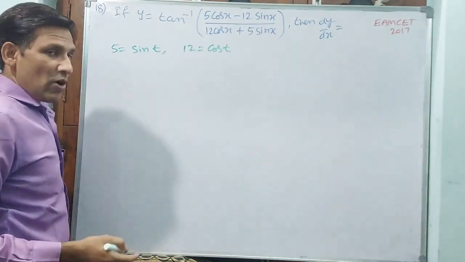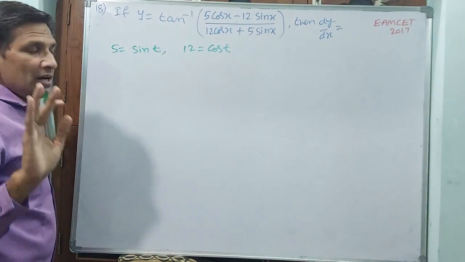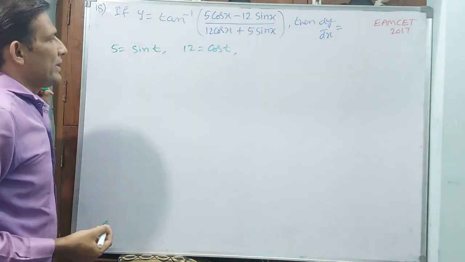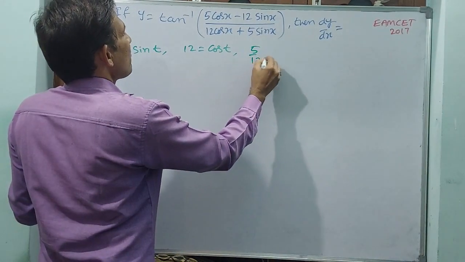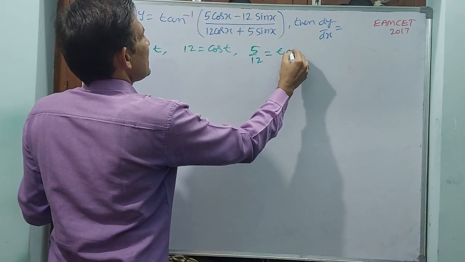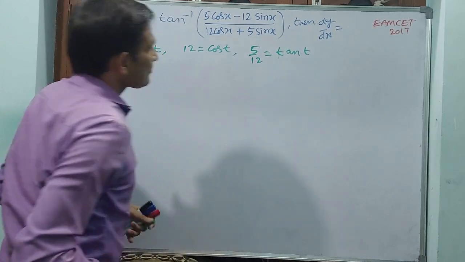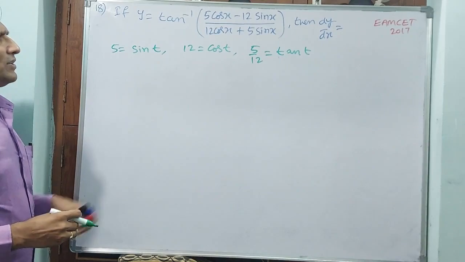Here the t value, how to find it? Because it will be useful afterwards finally, but why I am finding it now I am not going to tell you. You observe carefully how you are going to find the t value. See what I mean. 5 by 12 is equal to tan theta, tan t. Theta also you can take.